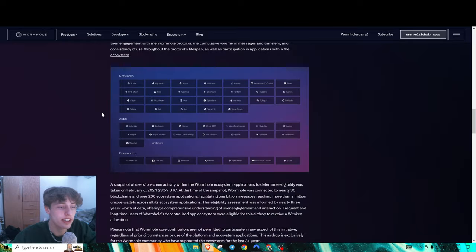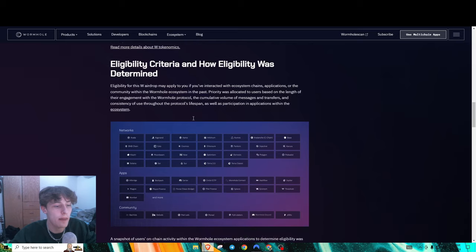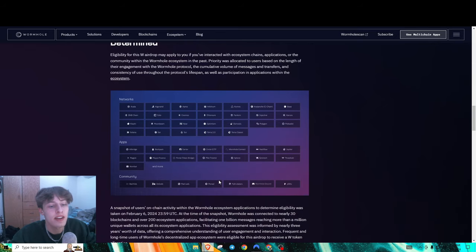So what is interesting here is here's their eligibility criteria, and it's kind of interesting because it seems like if you even interacted with Wormhole even one time, you basically got an allocation, which is honestly kind of sick. I know some people didn't, if you have low volume or low interactions or whatnot. But also another thing here is it looks like Pyth stakers did get rewarded.